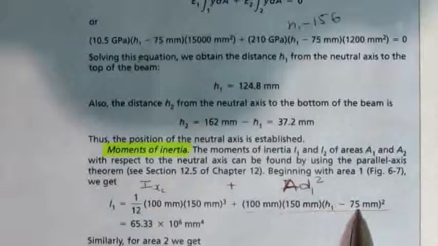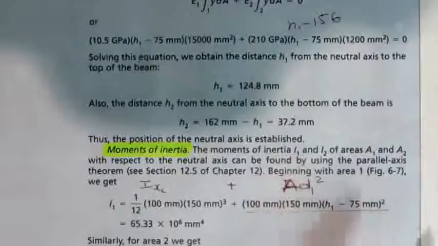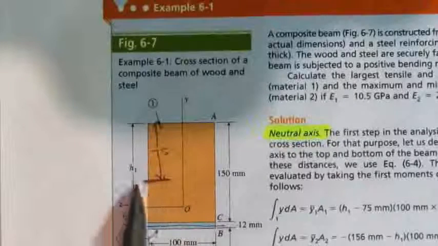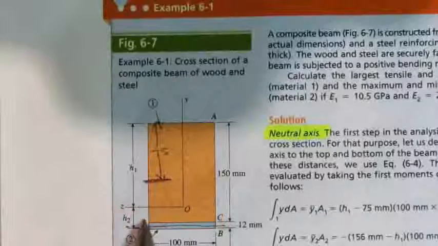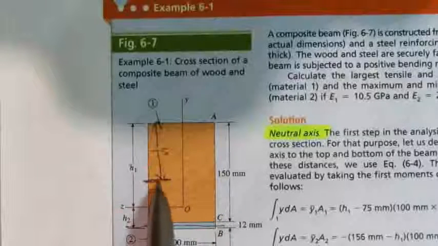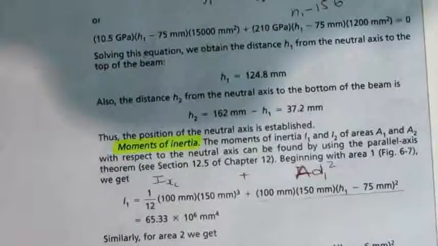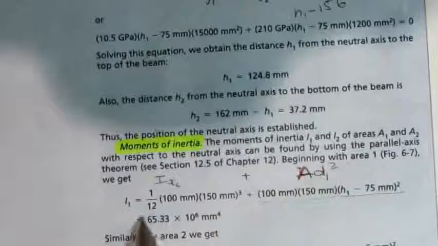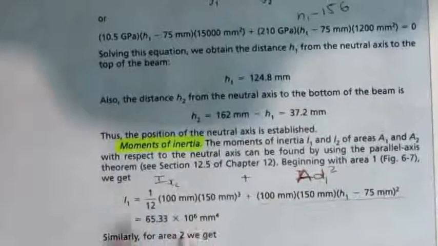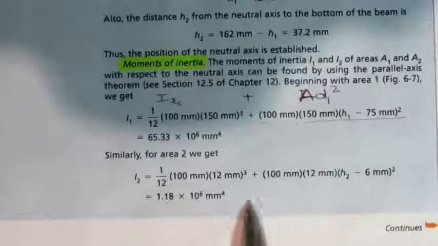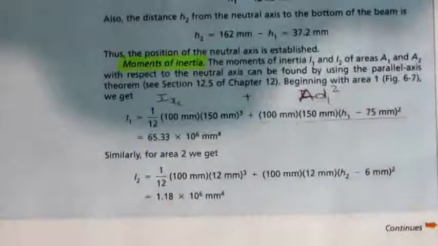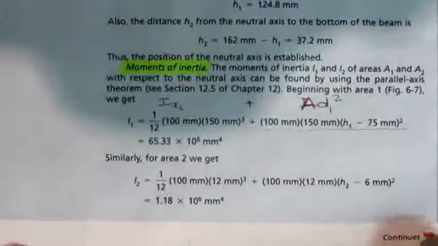And D, that distance, is h1 minus 75. Remember, D is the distance between the two axes, the centroid to the neutral axis. We know quite well that there is the centroid of wood and there's our neutral axis. That distance is h1, subtract that one, and this will give you that distance, which is why you see here it's (h1 minus 75) meters squared, and that gives us our initial one. Similarly for area 2, you do quite the same thing. I don't want to spend too much time here. If you have any questions, ask and we can talk more about this on the website.